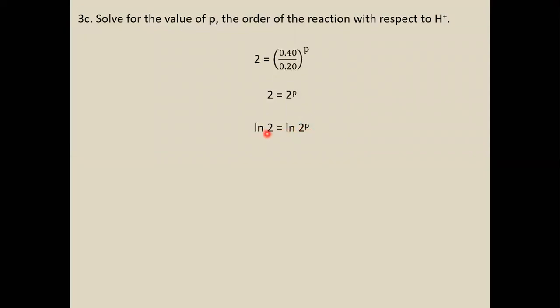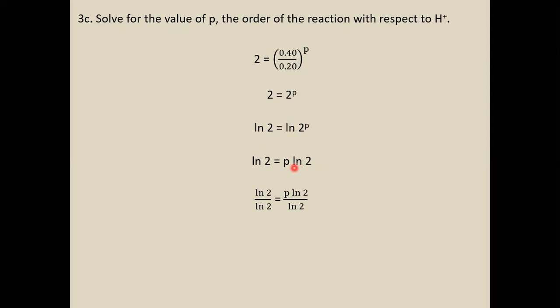You can use log or natural log. I just like natural log better. And now you're just going to isolate p. Okay, so this is the stepwise process here. When you take the natural log of something with an exponent, the exponent gets pulled off and put in front.